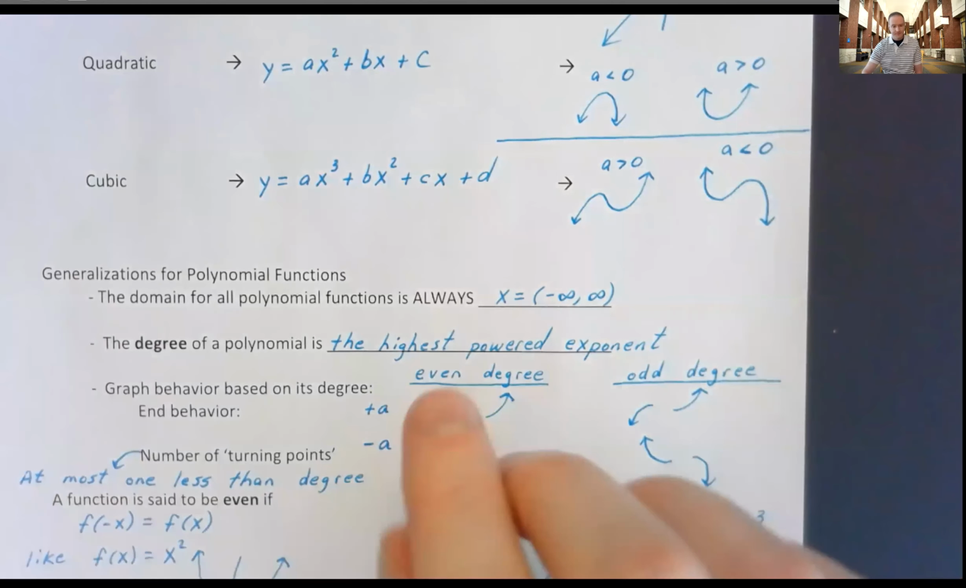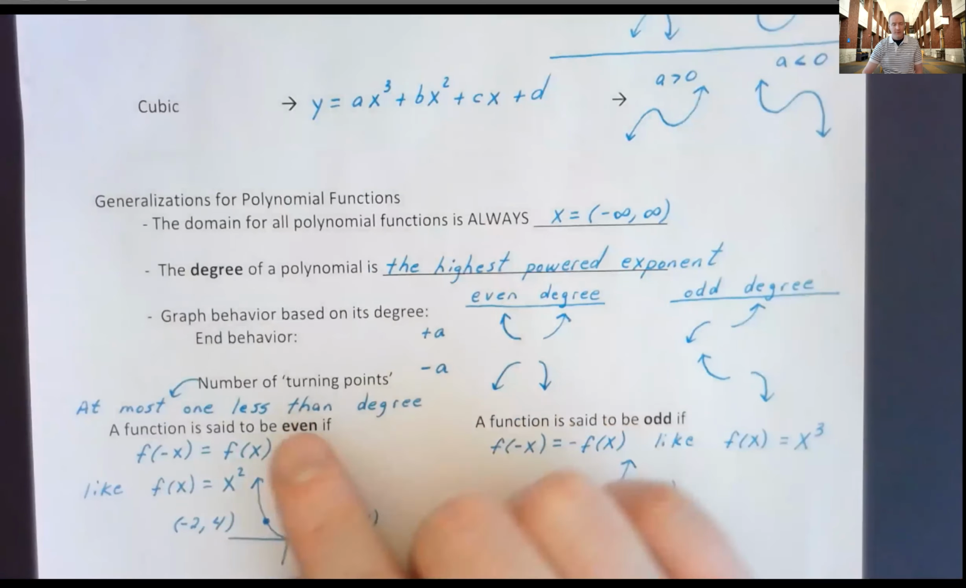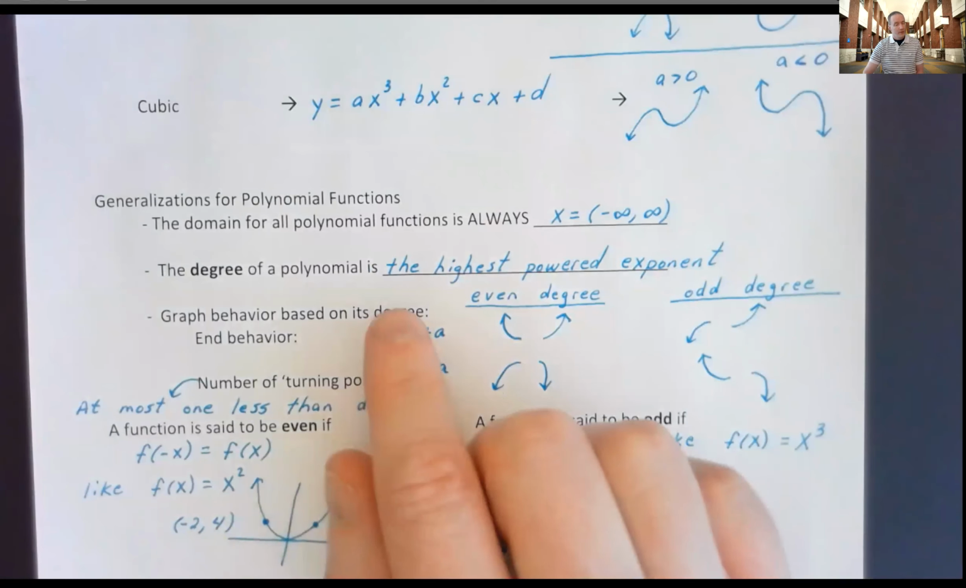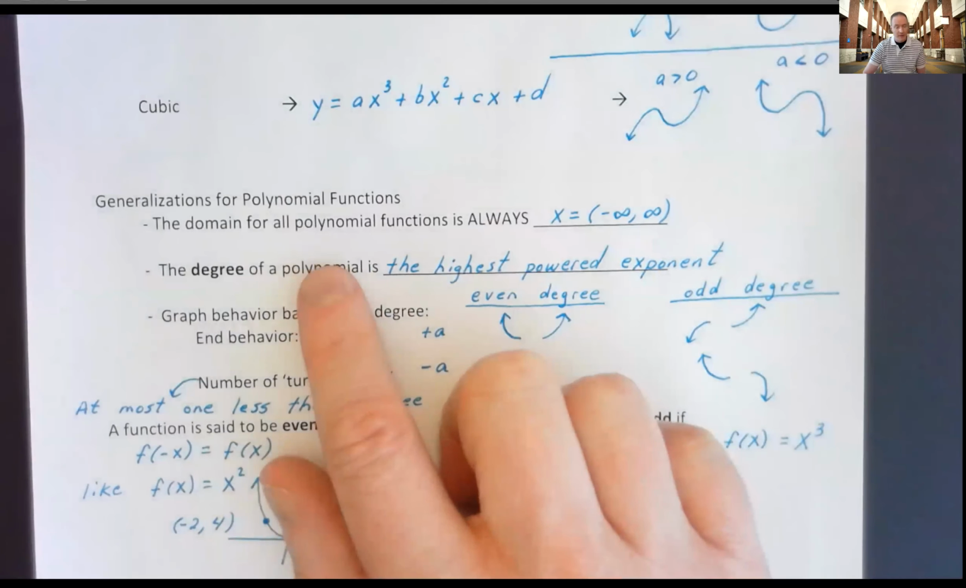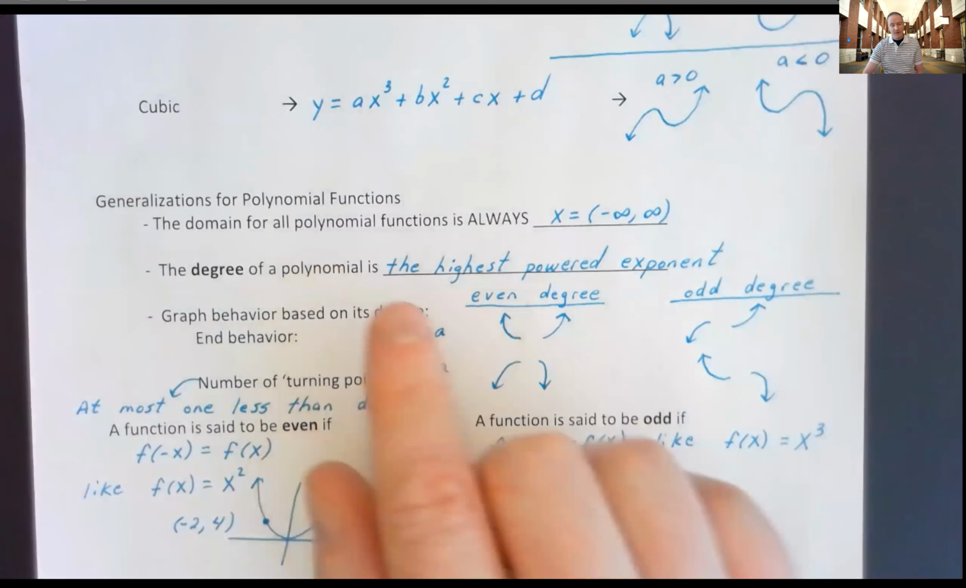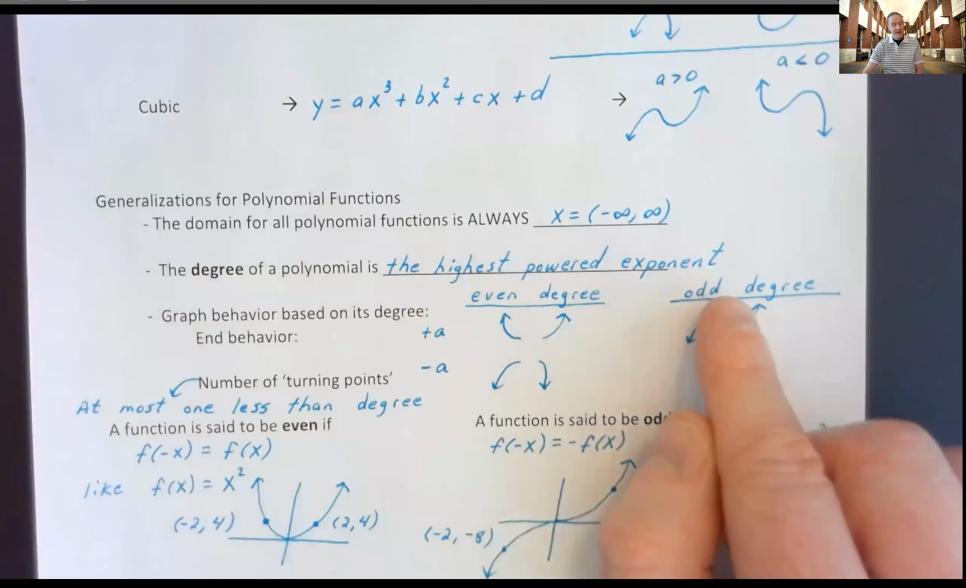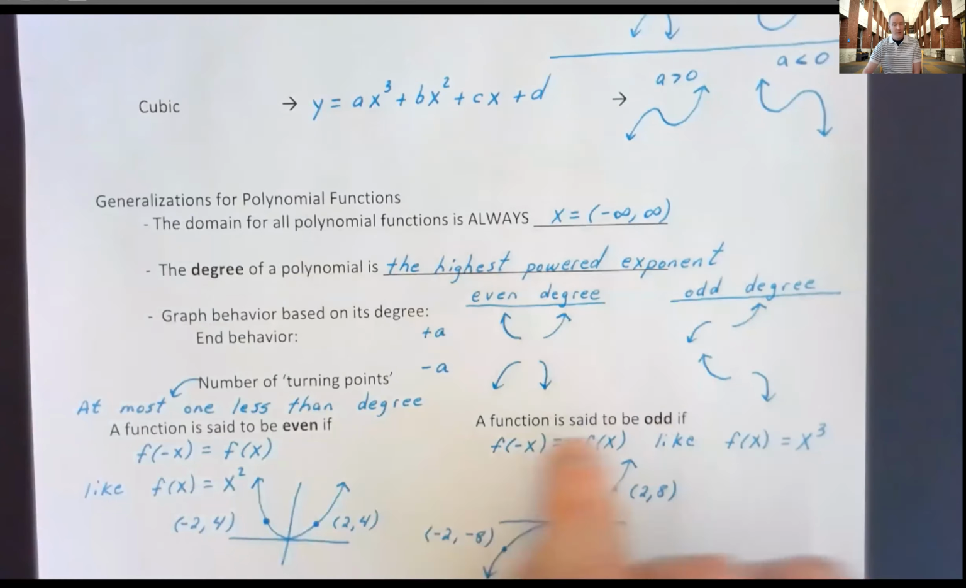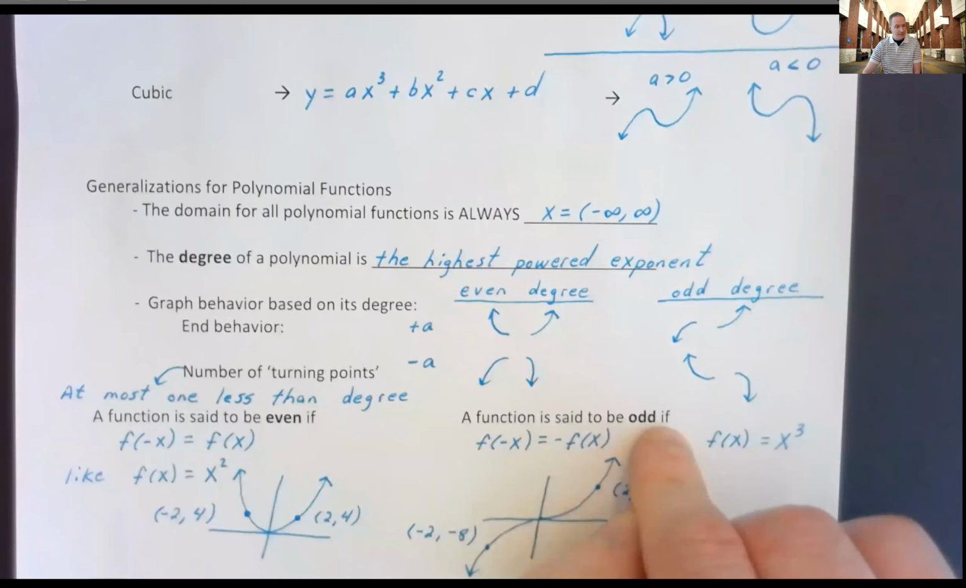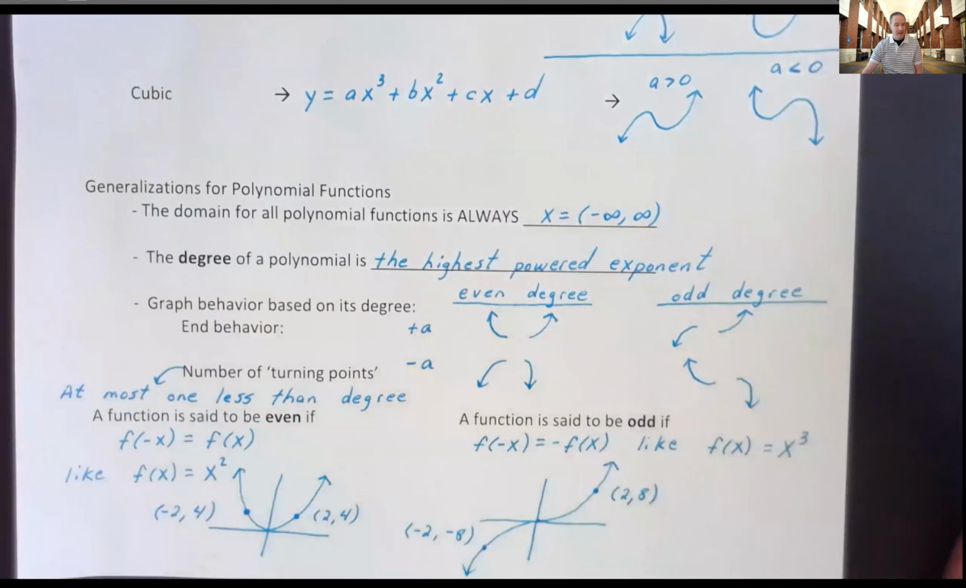Now, when we talk about the degree of a polynomial, we just say it's the highest powered exponent, but now when I talk about even and odd functions in general, I'm talking about even broader than exponents.